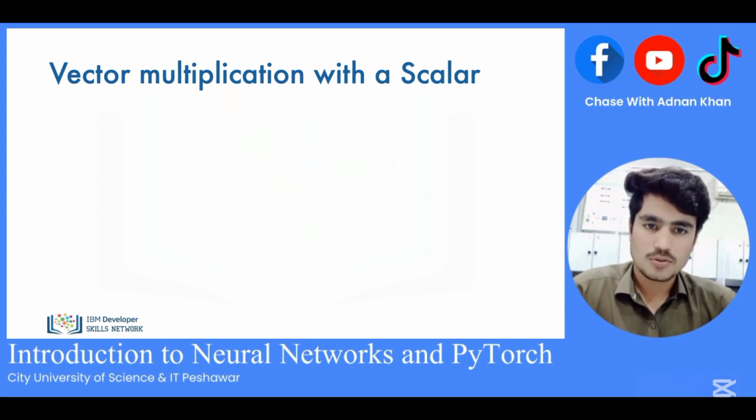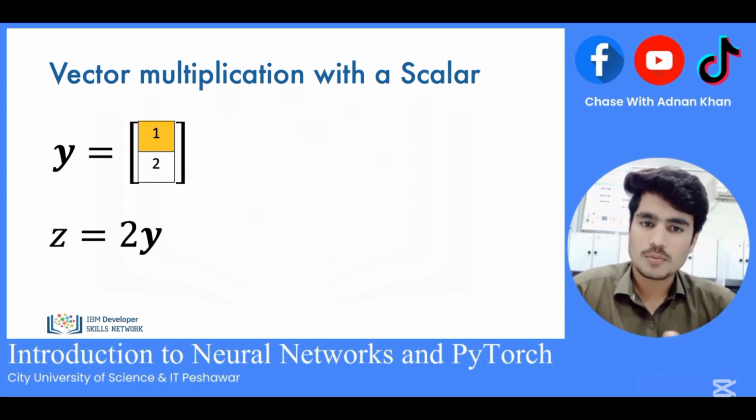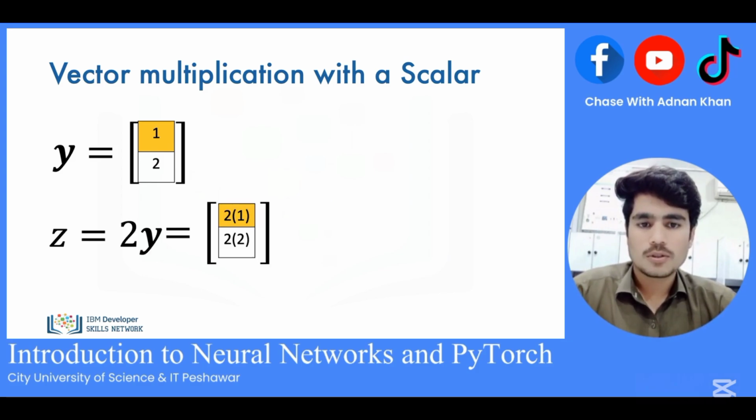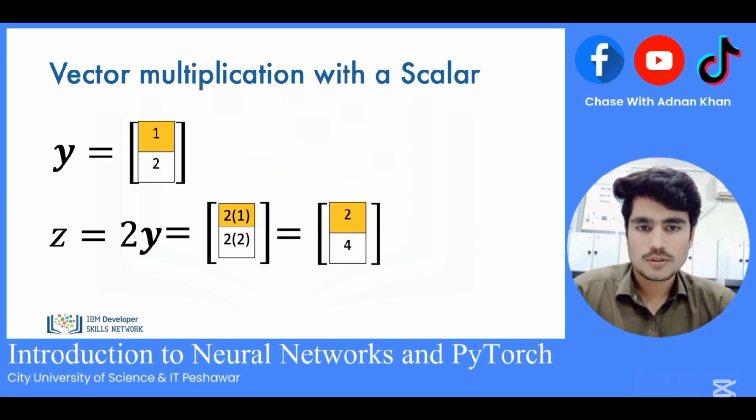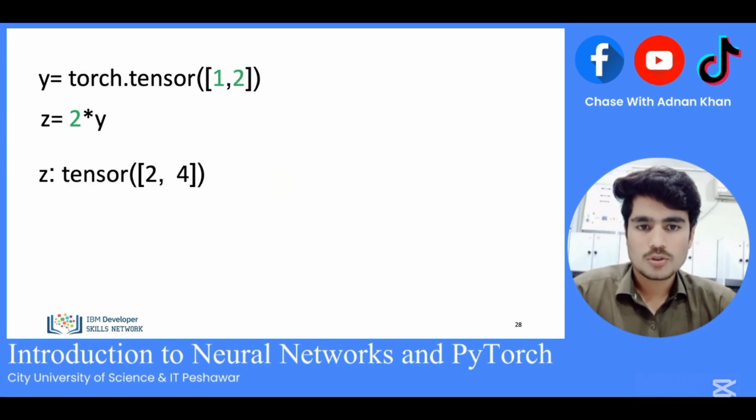Vector multiplication with a scalar is another commonly performed operation. Consider the vector Y. Each component is specified by a different color. We simply multiply the vector by a scalar value, in this case 2. Each component of the vector is multiplied by 2. Thus, in this case, each component is doubled. In PyTorch, we can simply multiply a tensor by a single line of code as follows.